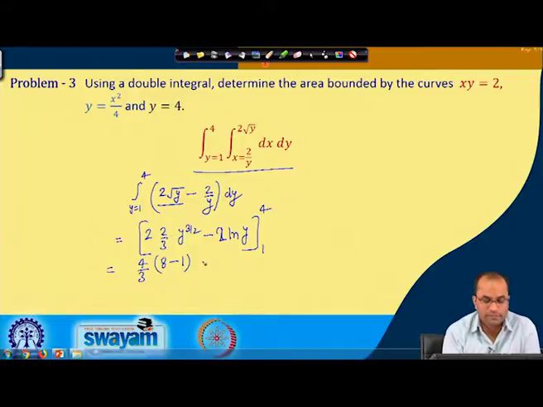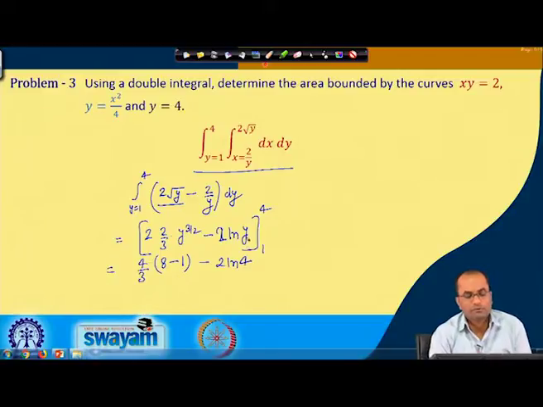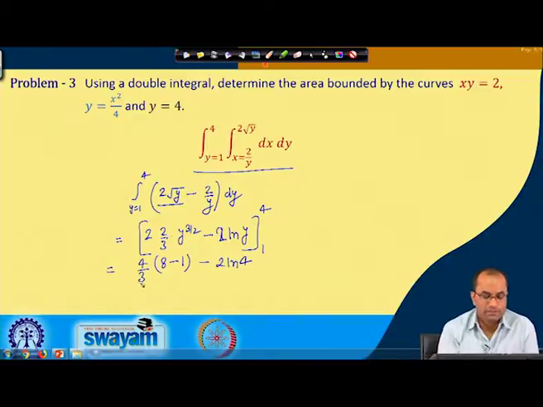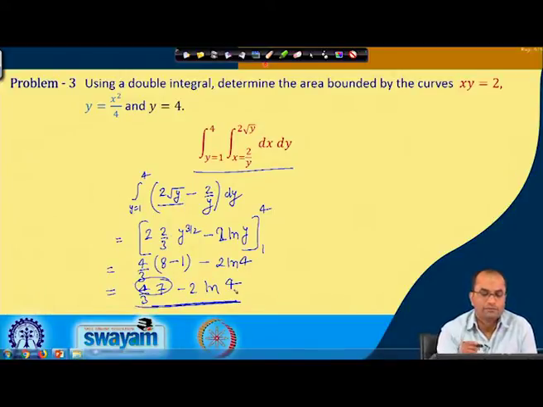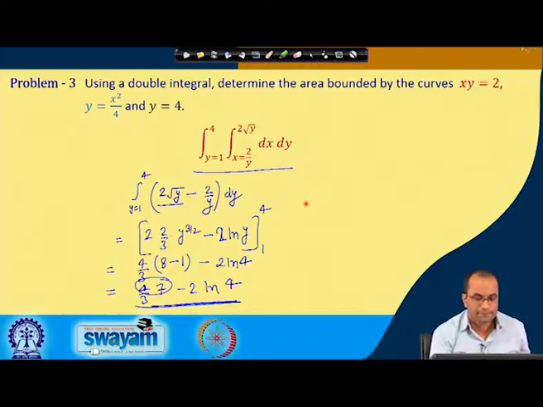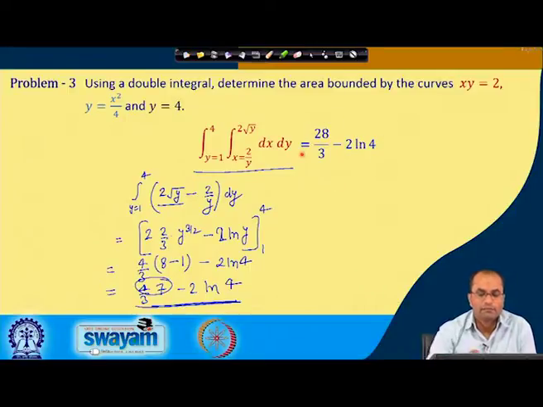For the lower limit we get minus 2 ln of the upper limit 4, and when we put the lower limit for y, we have ln 1, which is 0. So, in this case we have now 4/3 times 7 minus 2 ln 4. So, 28/3 minus 2 ln 4 is the value of this integral. 28/3 minus 2 ln 4, that is the area bounded by these 3 curves.